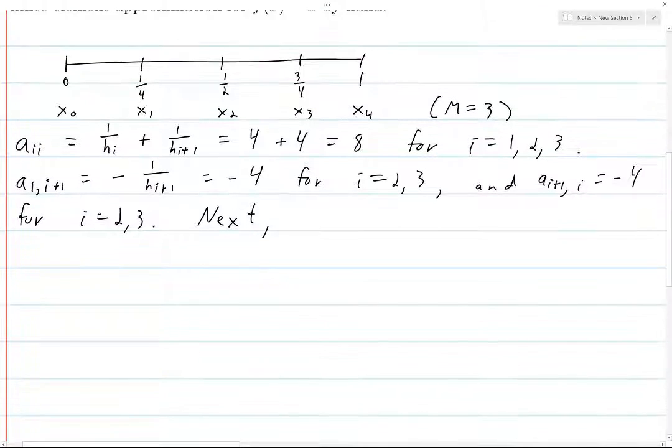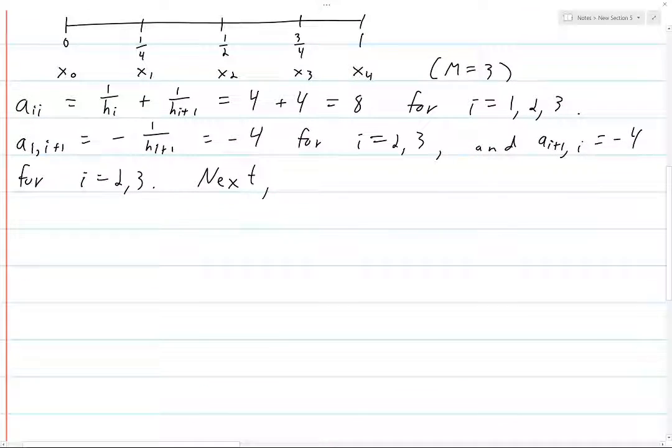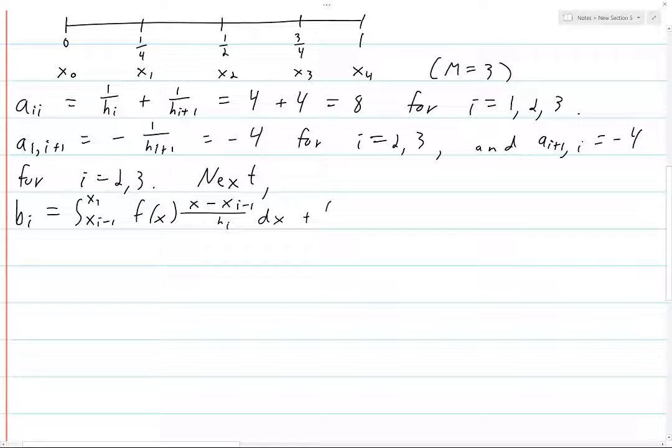Next, we want to figure out the vector B, and this is not the hard part, but there's a lot of stuff you have to do. So B_i is the integral from x_{i-1} to x_i of f(x) times (x minus x_{i-1}) over h_i dx, plus the integral from x_i to x_{i+1} of f(x) times (x_{i+1} minus x) over h_{i+1} dx.